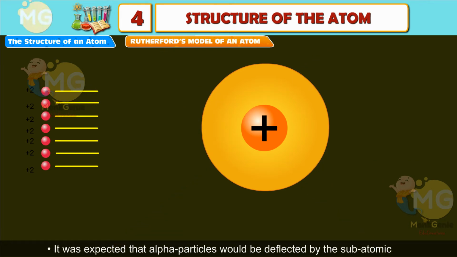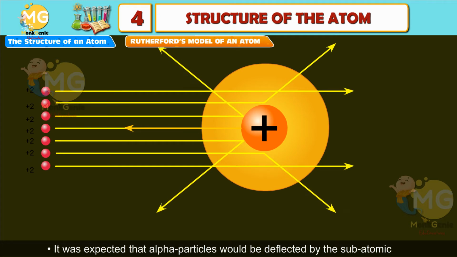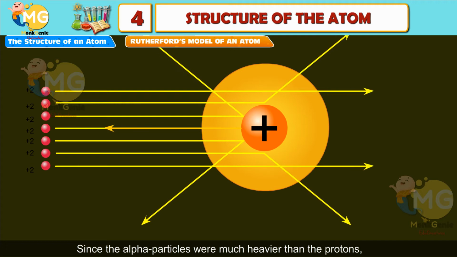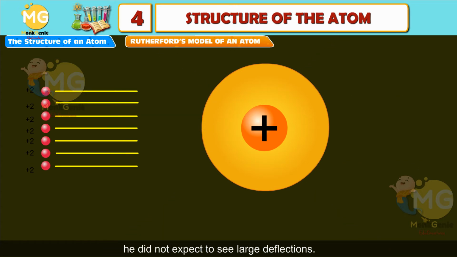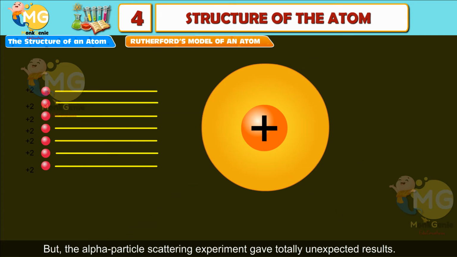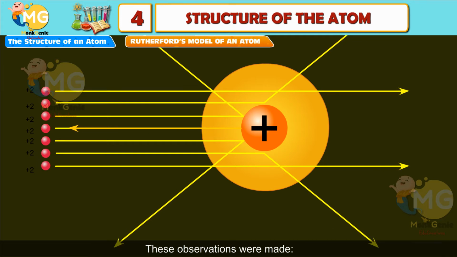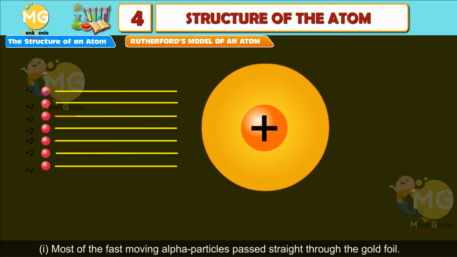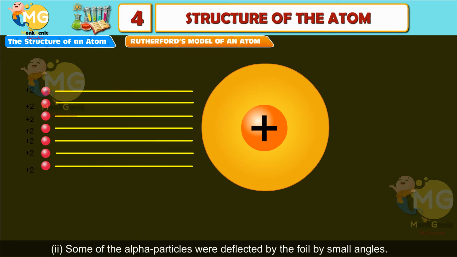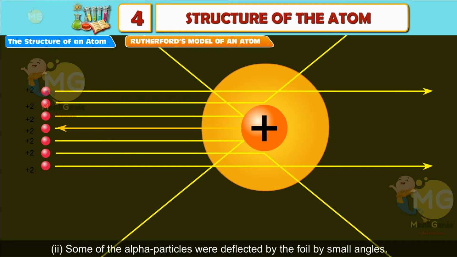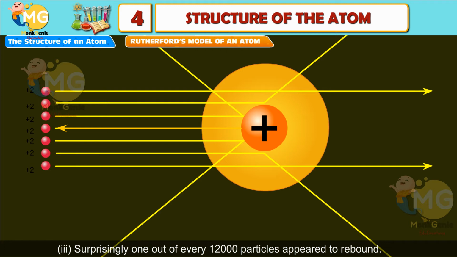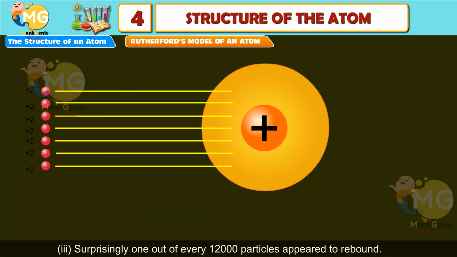It was expected that alpha particles would be deflected by the subatomic particles in the gold atoms. Since the alpha particles were much heavier than the protons, he did not expect to see large deflections. But the alpha particle scattering experiment gave totally unexpected results. These observations were made. 1. Most of the fast-moving alpha particles passed straight through the gold foil. 2. Some of the alpha particles were deflected by the foil by small angles. 3. Surprisingly, 1 out of every 12,000 particles appeared to rebound.